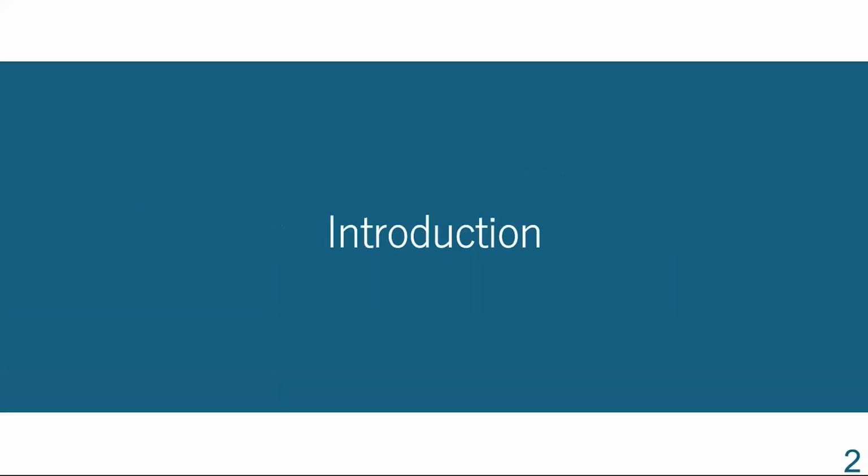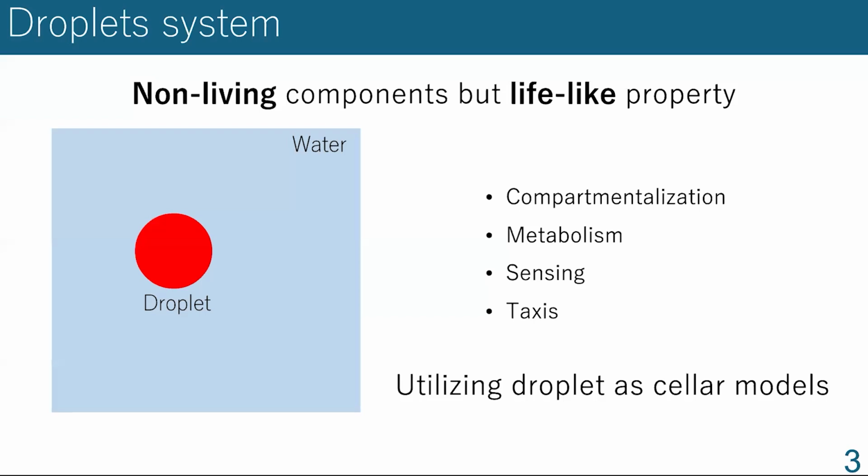Let's start from the introduction. The droplet system, which is composed of water and droplets, is very notable to study because these are non-living components, but they behave with life-like properties, such as compartmentalization, metabolism, sensory taxis, etc. This is very important to study because it has the potential to utilize droplet systems as cellular models.